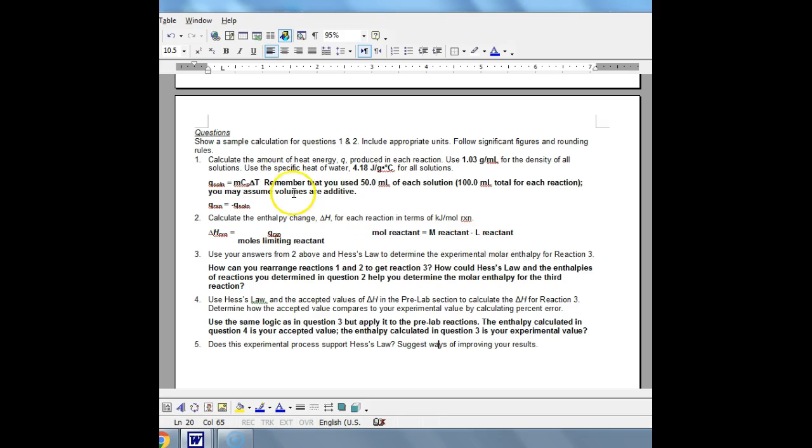Once you've determined the moles, you would take your Q of reaction from question 1 for each of the 3 reactions divided by the moles. And that would give you your 3 enthalpy values for your reactions.